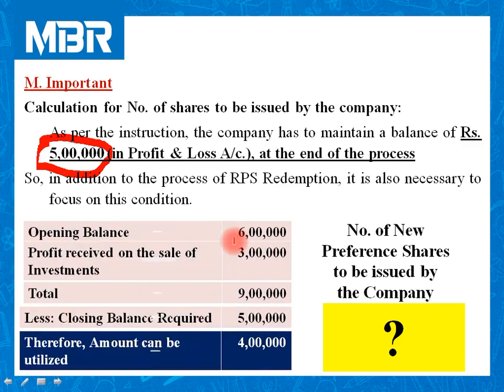First, the opening balance of profit and loss account given in the question is 6 lakhs. Profit received on the sale of investment rupees 3 lakhs. So total amount available to the company rupees 9 lakhs.